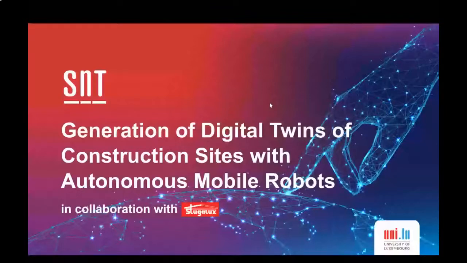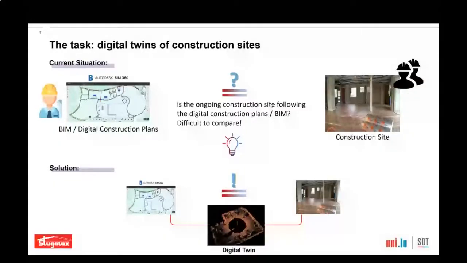Of course, what we're working on together is how to increase the degree of autonomy for these robots. So as Joël was explaining, the basic problem is, you can imagine on the one side, we have the digital construction plans done by, for example, the architect or planner, and on the other side, you have the real construction site. And the big question is to see whether the ongoing construction is following the construction plan.